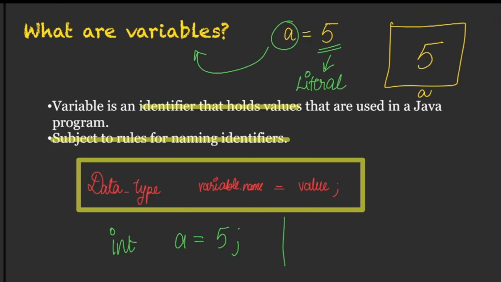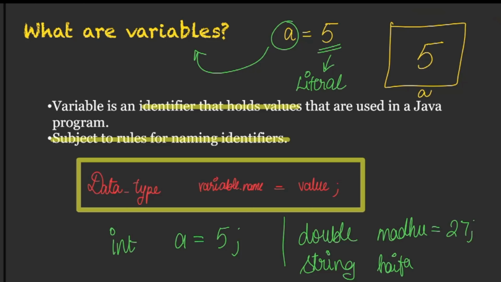Another example could be double, variable name could be Madhu, equals 27. Another example, String, hyphen equals good. These are all examples of different variables that I can create.